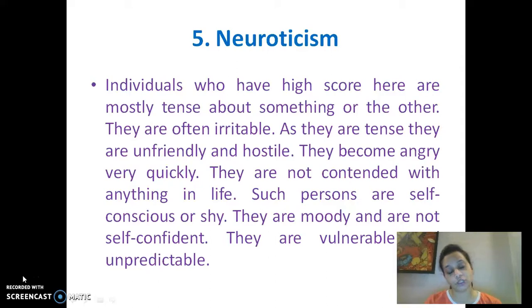This is the fifth trait in the Big Five model. It is neuroticism, a very dangerous trait. Individuals who score high on this trait are always tense about something or the other. They are the anxious lot. They are always worried. They are always complaining. They don't have a balanced personality. They have quite a lot of mood swings. So their behavior is very, very unpredictable. Sometimes you don't know how a particular individual will behave or react in a particular situation.